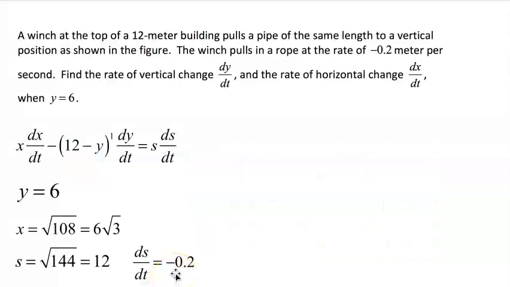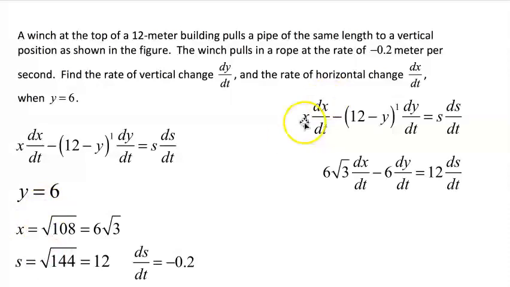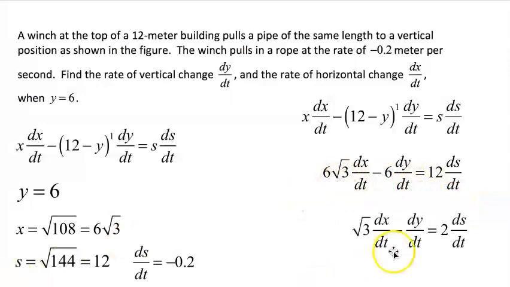So I have a lot of things going on here. I have x dy dt minus 12 minus y dy dt equals s ds dt. And I have all kinds of variables here. So let's do some substituting. x is 6 root 3, dx dt I'm looking for. 12 minus y, 12 minus 6 just becomes 6 dy dt, and s is 12, 12 ds dt. Let's make this a little simpler by dividing everything through by 6. So I get root 3 dx dt minus dy dt equals 2 ds dt.